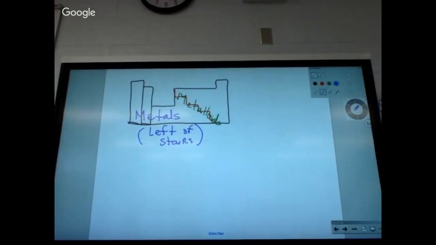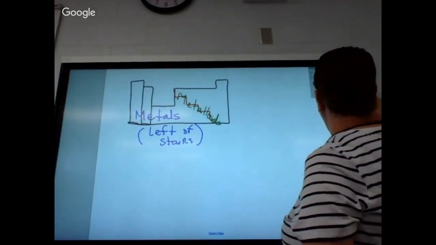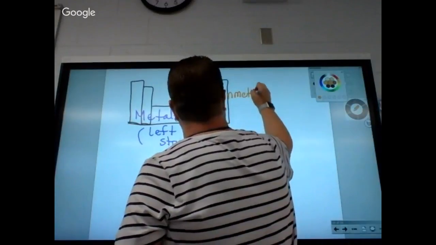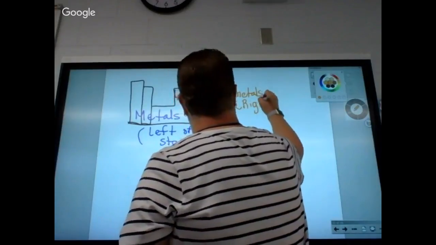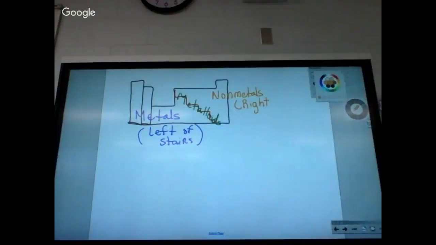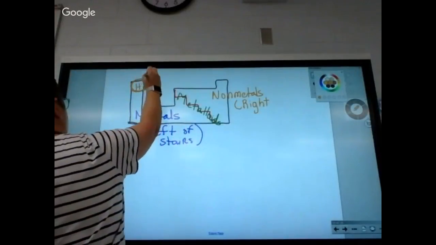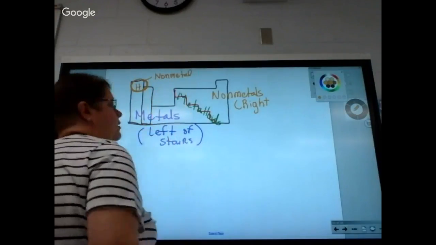Okay? Now, the non-metals. Where are the non-metals always at? The non-metals are always at the right. Okay? The non-metals are always on the right. Always. There are no exceptions to that rule. I take that back. There is one exception, which is what I meant to say. What's the one exception to that rule? Hydrogen. Okay? Hydrogen right here is the one exception. And that is a non-metal.